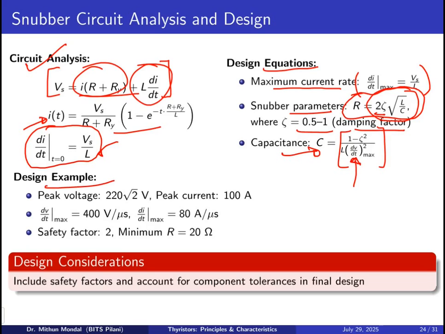Let us take one design example to understand. If the peak voltage is 200 root 2 and the peak current is 100 ampere, then dv/dt maximum being 400 volt per microsecond, di/dt maximum 80 ampere per second, the safety factor will be 2 and the minimum resistance required will be 20 ohms.